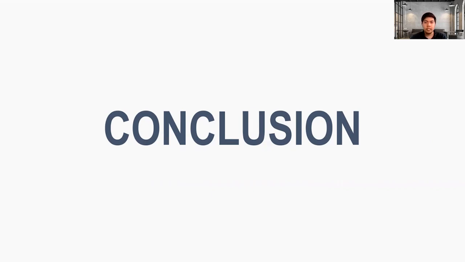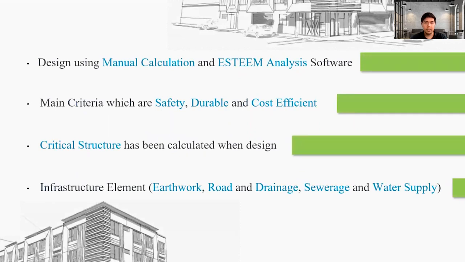Finally, the goal of this design project has been met during the semester. As a result, we assessed the complex design utilizing both manual calculation and ST software while working on this project. As is well known, a project will be successful if the building meets 3 major criteria: safety, durability, and cost effectiveness. Due to time restriction, all the critical structures have been calculated for this project as they have the highest load or moment, for example, the simply supported beam that we have shown. We can apply the critical structure design to similar surrounding structures on the same floor because they can cater to the smaller load and moment. Earthwork, road and drainage, sewerage, and water supply are the 4 major components of infrastructure.